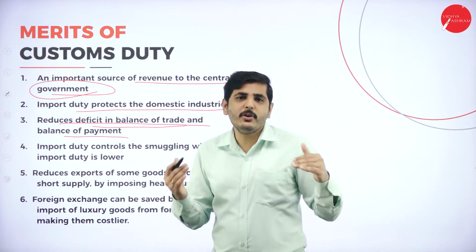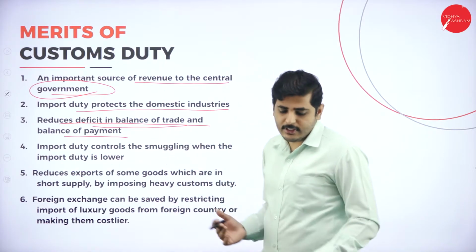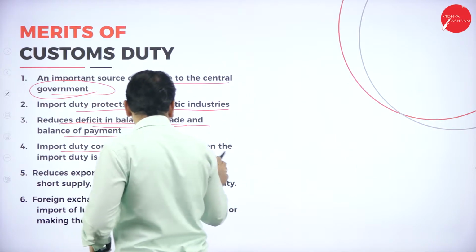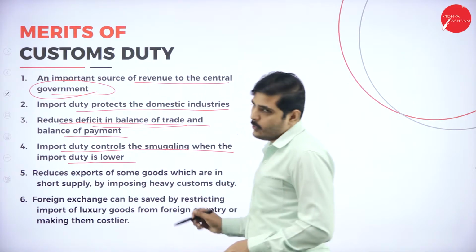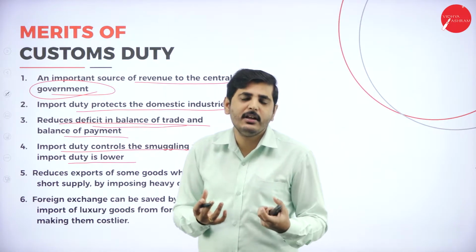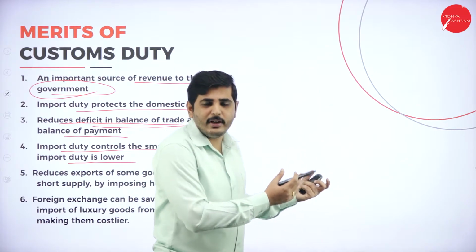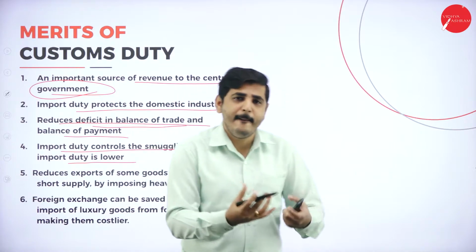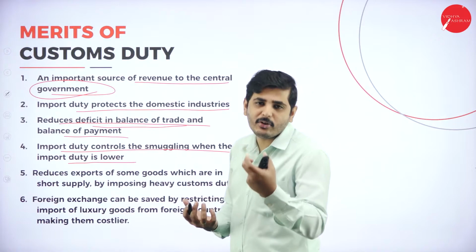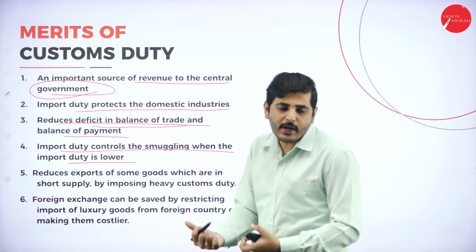So that's why, to balance this out, the government of India is levying the custom duty. Next one, import duty controls smuggling when the import duty is lower. By reducing the import duty, we can control smuggling. Smuggling means importing goods through illegal means, without paying tax or custom duty to the government. When the government reduces the custom duty, by paying some amount of tax, it becomes legal. They can easily bring the product in through legal means.